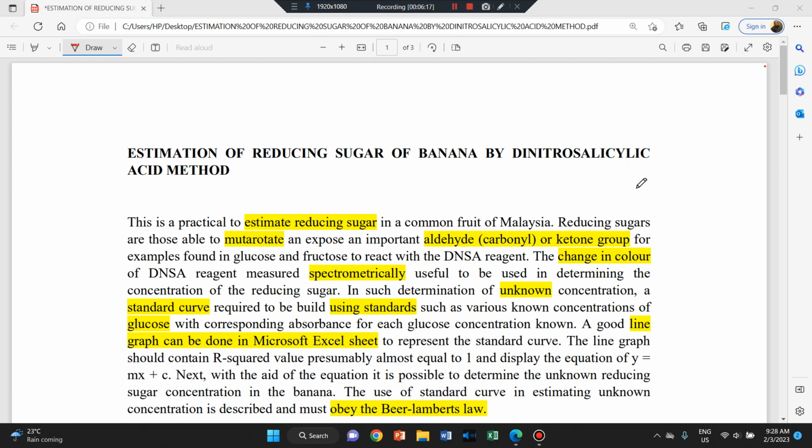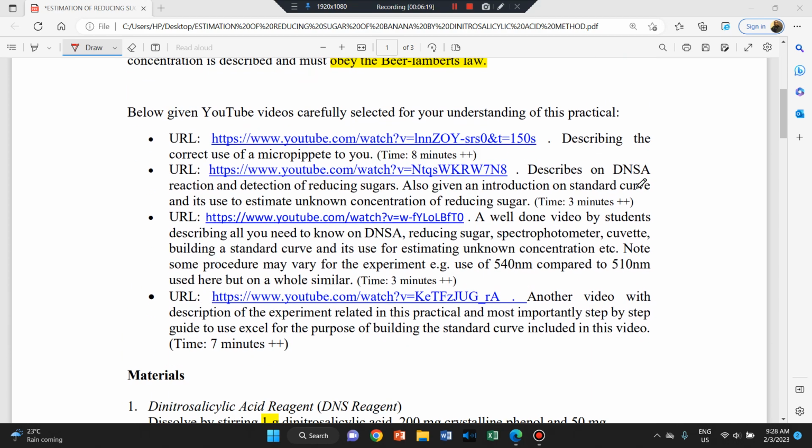So let's move on. That's the overview background. We now move to some of the videos that I have carefully selected. I only select videos that have the highest views, and then I go through them and found them to be very much suitable for this practical itself.